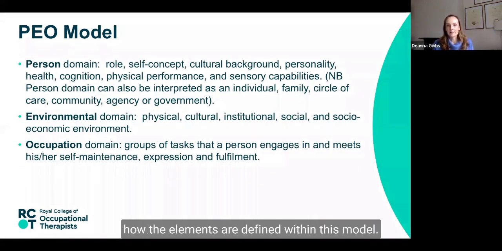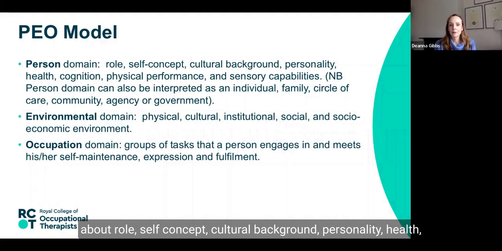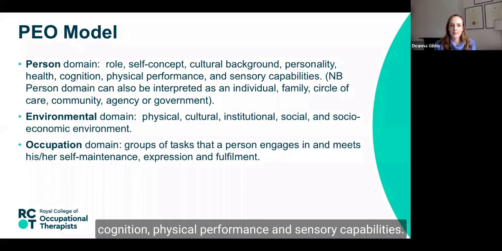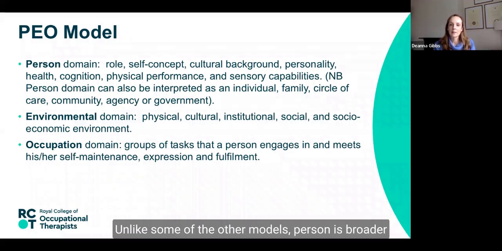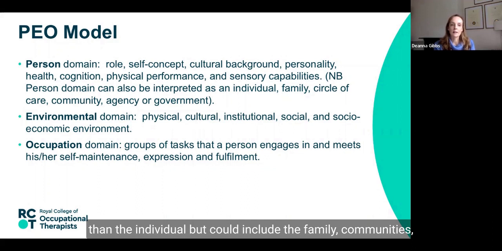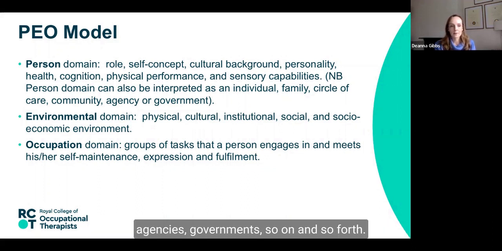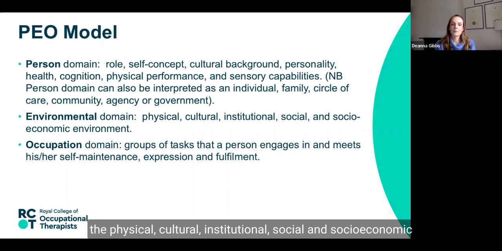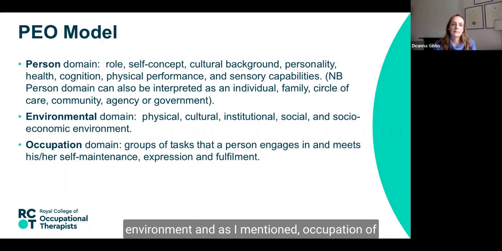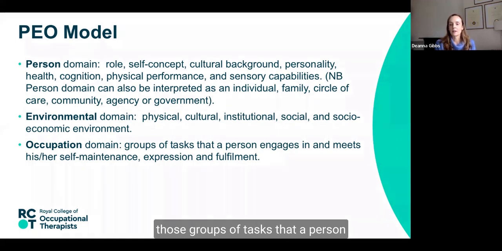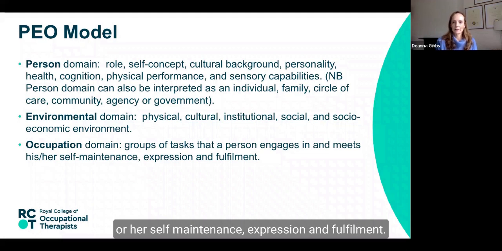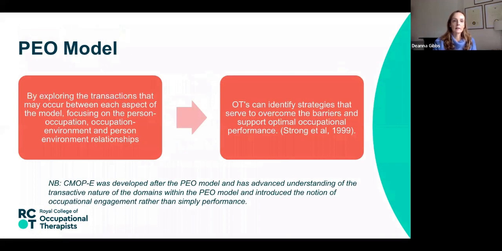In terms of how the elements are defined within this model, in the person domain we're talking about role, self-concept, cultural background, personality, health, cognition, physical performance, and sensory capabilities. And like some of the other models, person is broader than the individual, but could include the family, communities, agencies, governments, and so on and so forth. Within the environmental domain, we're talking about the physical, cultural, institutional, social, and socio-economic environment. And then, as I mentioned, occupations are those groups of tasks that a person engages in order to meet his or her self-maintenance, expression, and fulfillment.